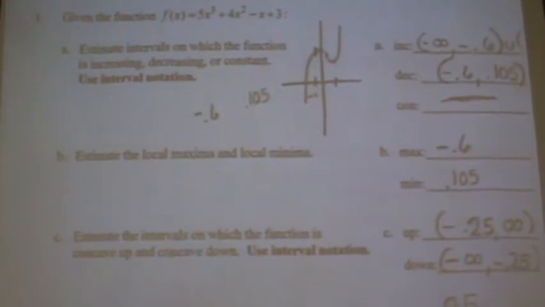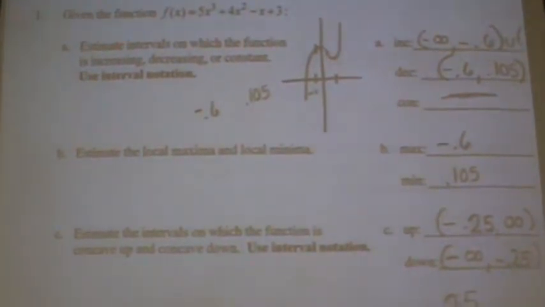So, I want everyone in this class to get those right. The concave up, concave down, inflection point. Does anyone have any questions? There's about 5 or 6 of those questions. Good? Okay, number 2.